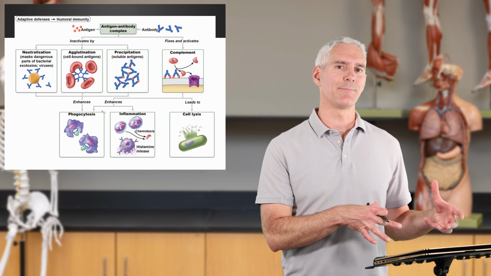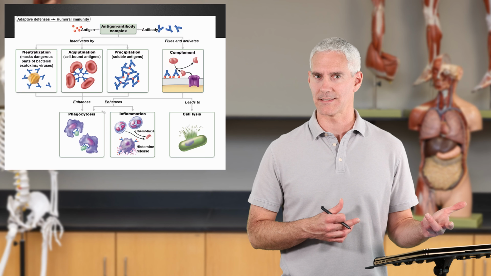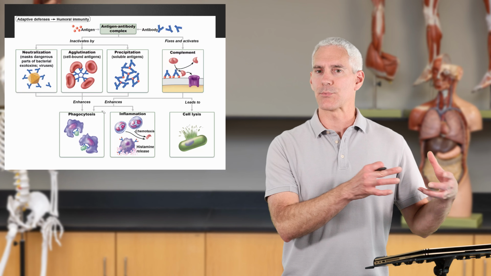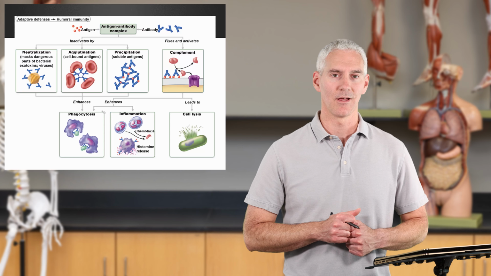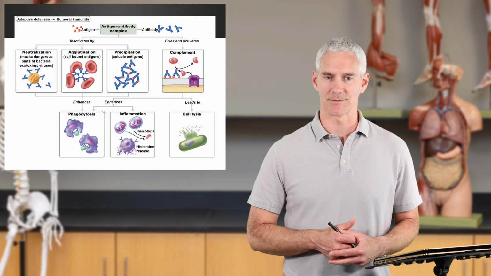So really, these antibodies can do a whole lot, causing a whole lot of different processes to occur, all meant to stop that pathogen or to prevent further infection. So a lot of things happening with antibodies when they form that antibody-antigen complex across those 5 different categories of antibodies.